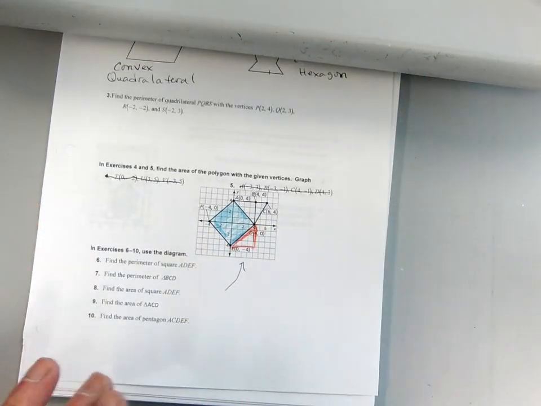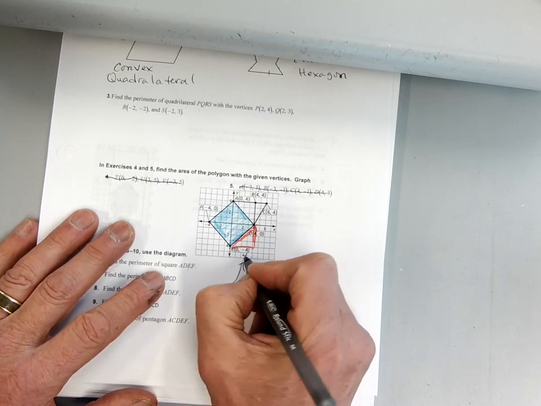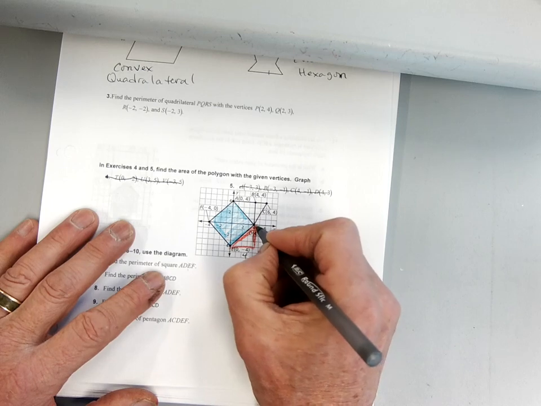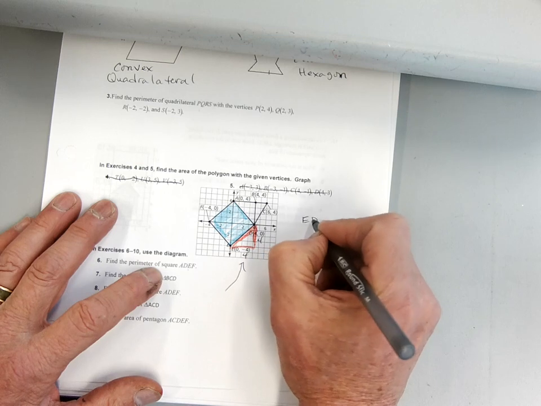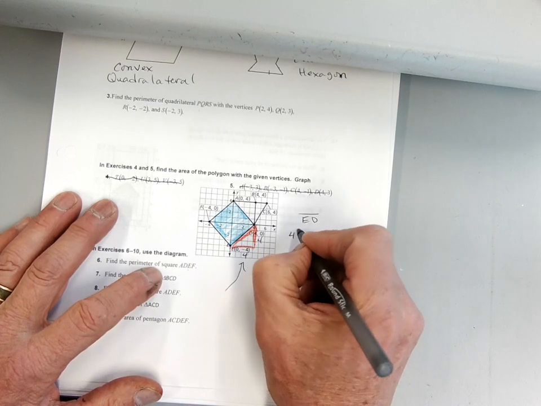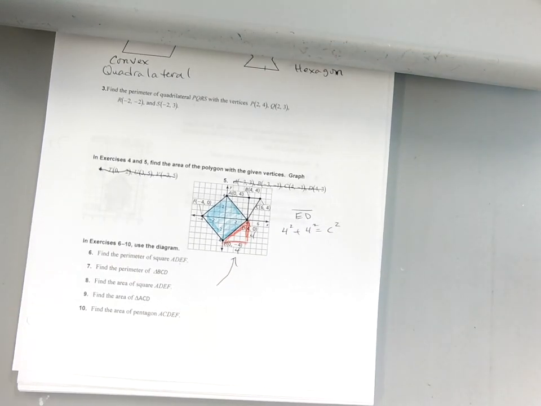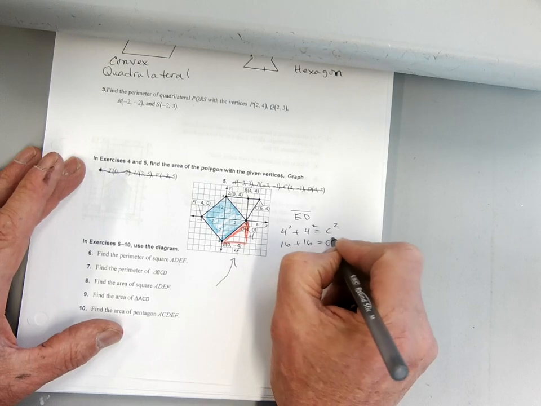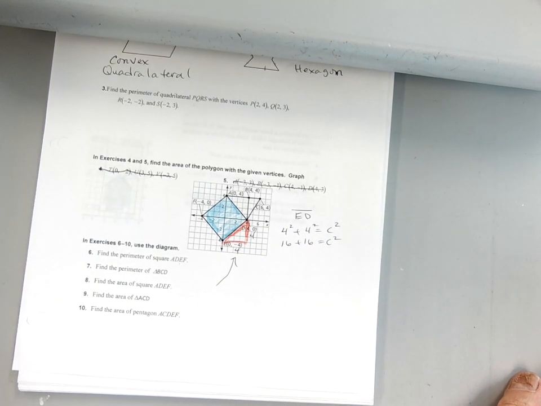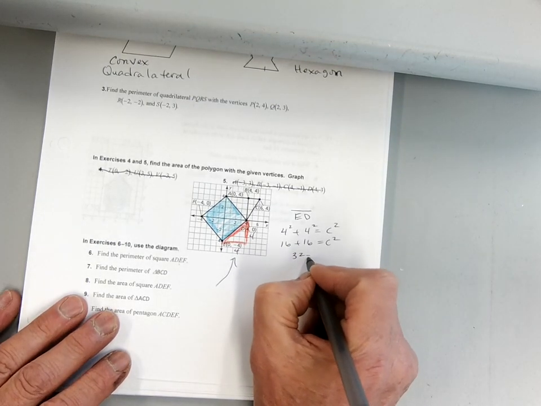So if I go a squared plus b squared equals c squared, I'll have, let's see, 1, 2, 3, 4. 1, 2, 3, 4. So if I want to find, let's say, length ED, I'm going to go 4 squared plus 4 squared equals c squared, okay? So let's find the length of one of those, and then we've got all 4, okay? So 16 plus 16 equals c squared. And 16 plus 16 is 32.